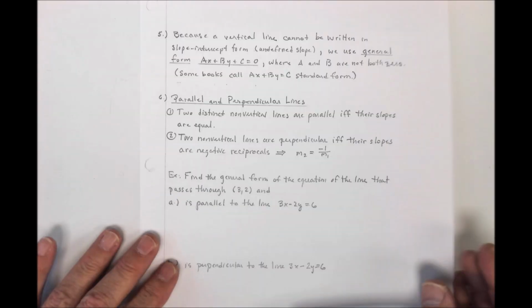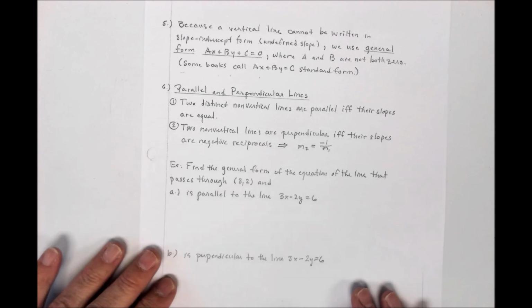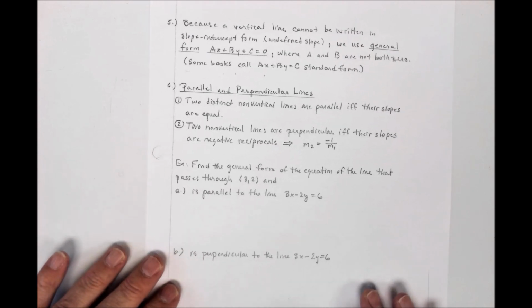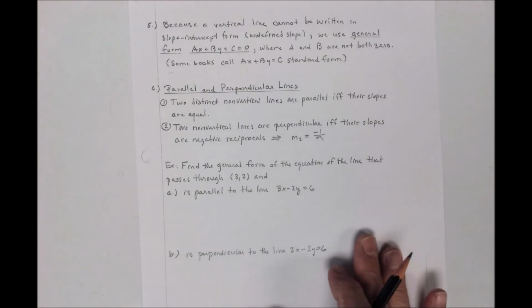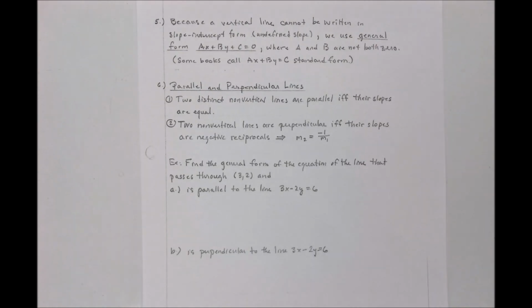So now I go to this page right here. It says, because a vertical line cannot be written in slope-intercept form with undefined, we use the general form. Now, point-slope form and slope-intercept form are great. Point-slope is great for writing the equation of a line. Slope-intercept is great for graphing. But if it is a vertical line, the slope is undefined, and you can't write the word undefined into the m in the equation.